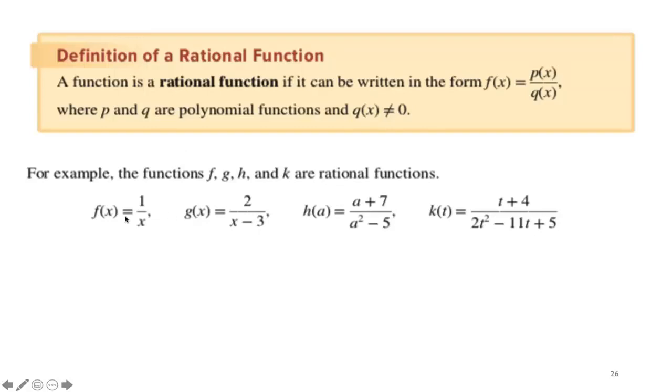So here are some rational functions. 1 over x. Notice 1 is a constant, degree 0, and x is a linear function, degree 1. The same thing here. This is a polynomial, so is this, a plus 7, a squared minus 5. So notice everything is a polynomial divided by a polynomial.